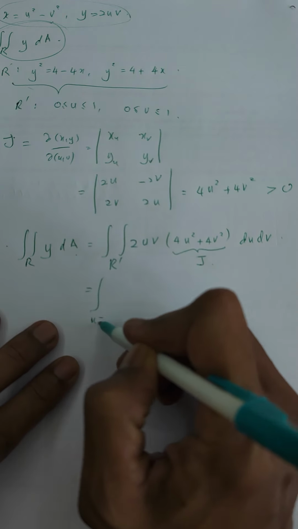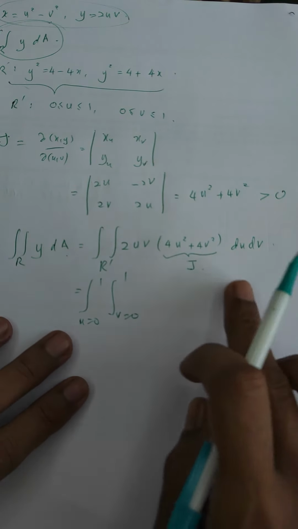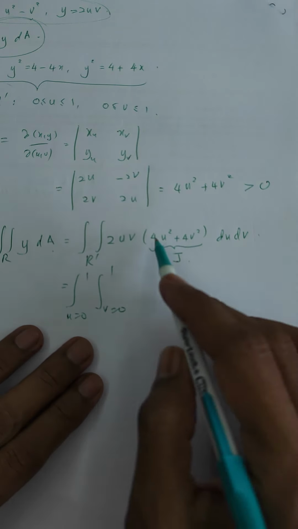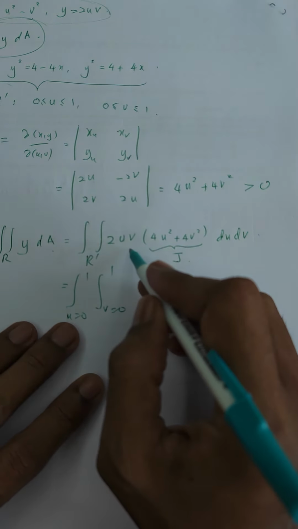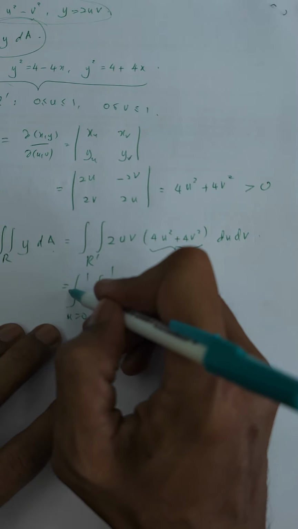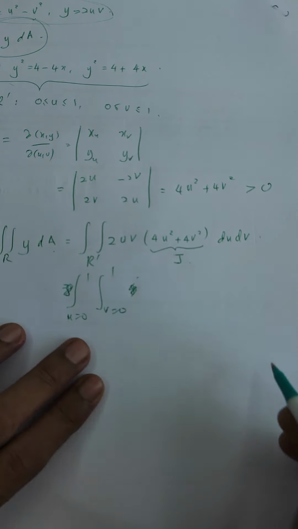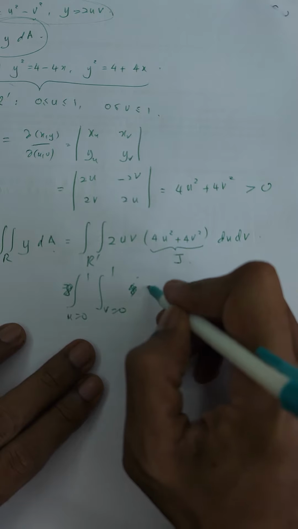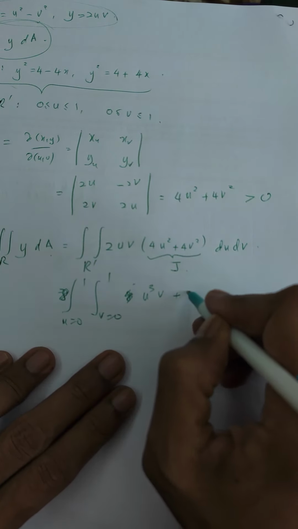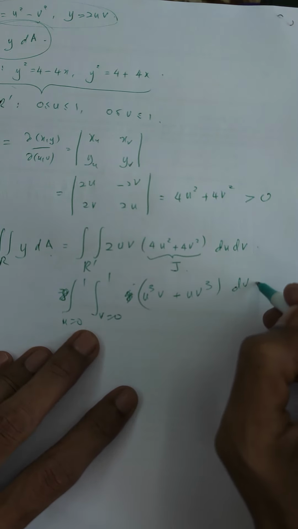Your u goes from 0 to 1, your v from 0 to 1. You just simplify those things. What you have is 2 times 4, so you have 8. I can take out 8 as a constant and put it outside the integral. Then you have uv times the bracket, so you have u cubed v plus uv cubed, dv du.